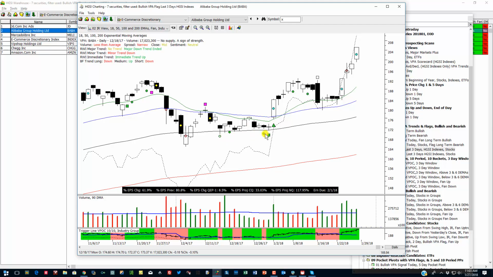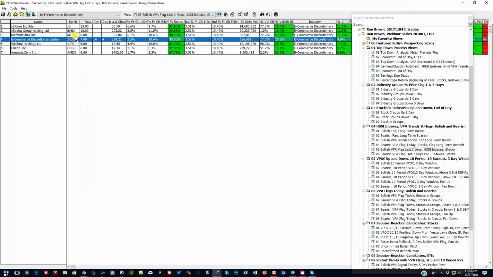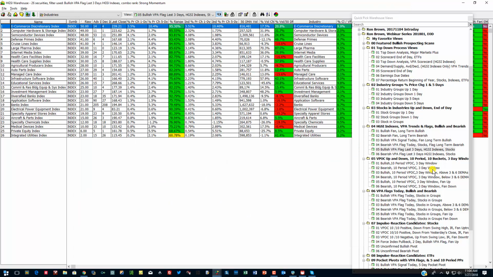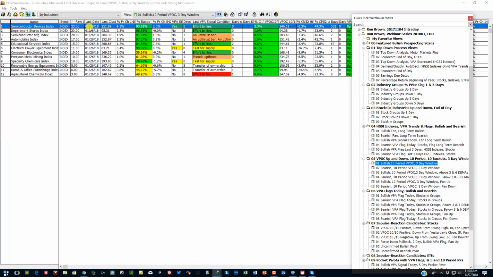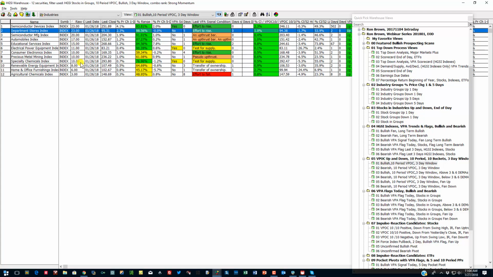And look at all these VPA flags before it really took off. The range was relatively narrow here, so traders were accumulating for the most part, and then the stock took off. Notice how it follows the group. So this is an excellent way to do top-down prospecting. This is the VPOC up and down 10 period 10 bucket. I can do this with indexes, or I can do it with the stocks in those indexes.